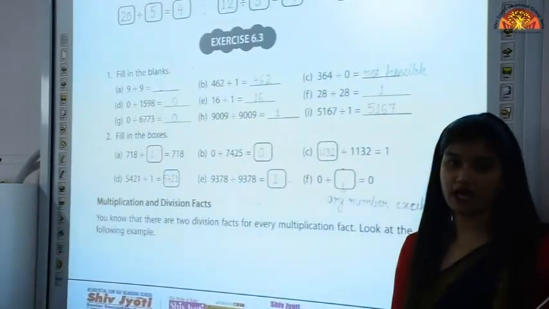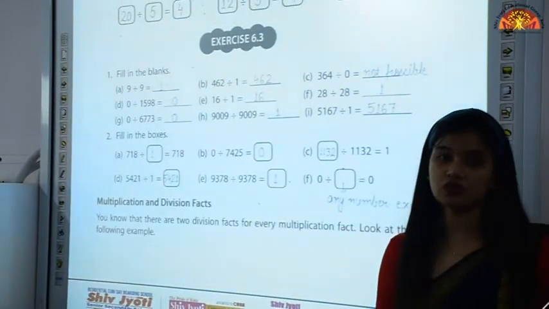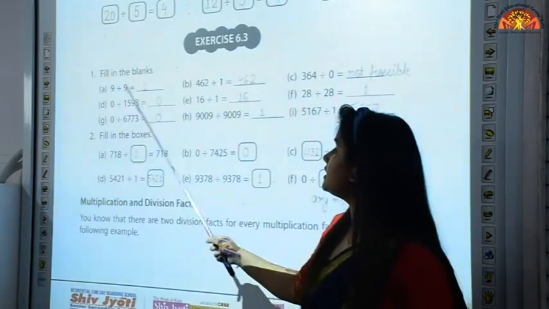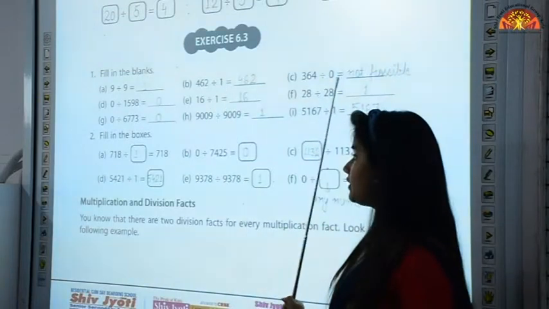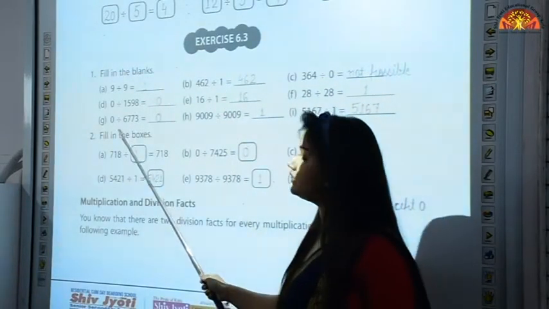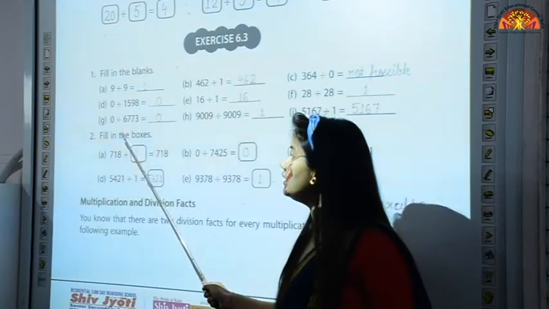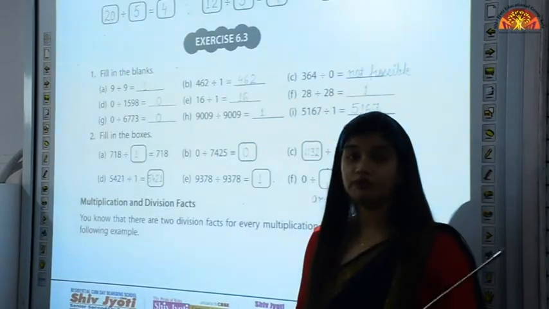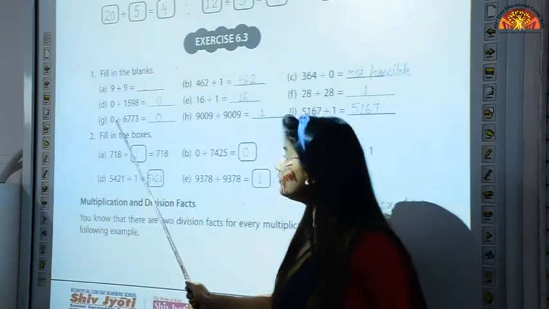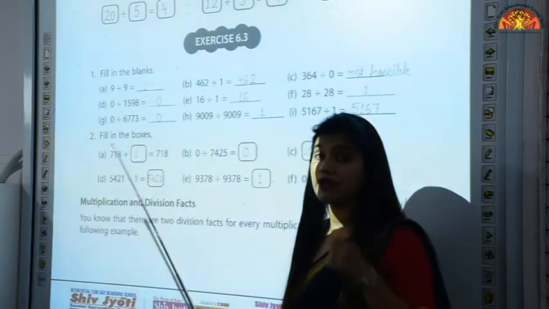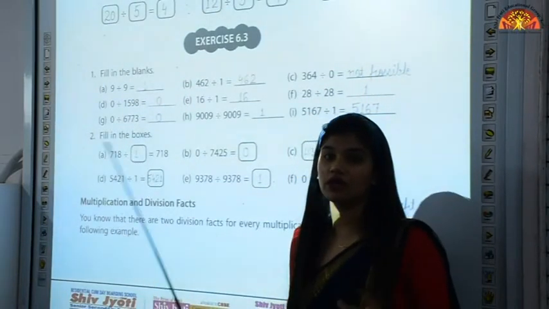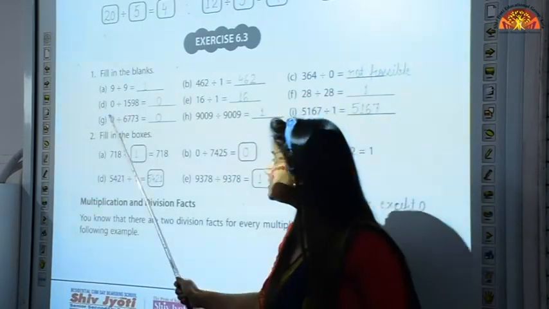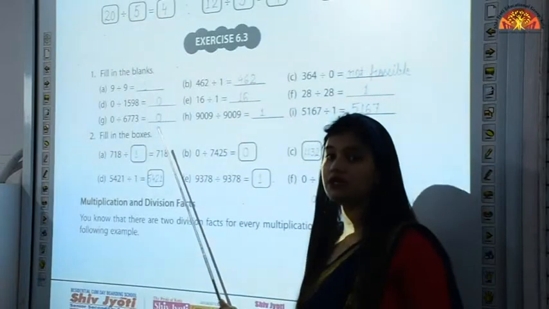So students, we have learnt about the properties of division. हमने क्या सीखा है? Properties of division सीखा है. So now as you can see, A part and B part, C part we have already done. So now we are observing question number G. 0 divided by 6773. So as I have told you the property of division, when you divide 0 by a number, जब आप 0 को किसी number से divide करोगे, your answer will be always 0. Is it clear students? You are dividing 0 by a number, your answer will be 0.